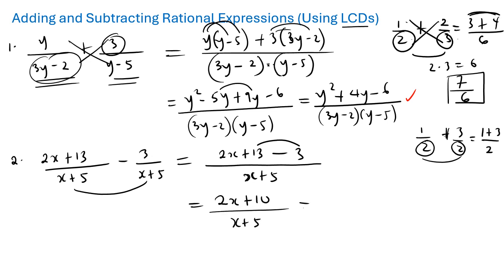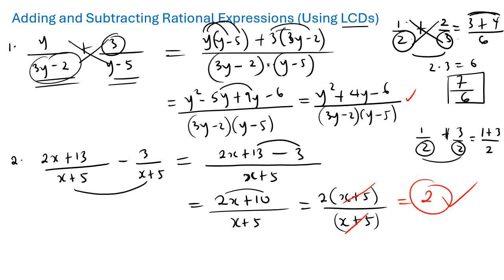I'm just going to be careful here. Looking at this result, I can factor 2 from that to get 2 times x plus 5, and I'm going to divide that by x plus 5. Looking at this result, it looks like I can just cross out the common factor and get my final answer, which is 2. Okay, so let's try more examples.